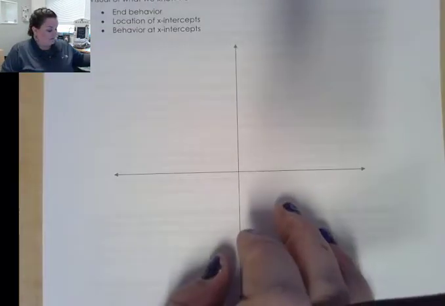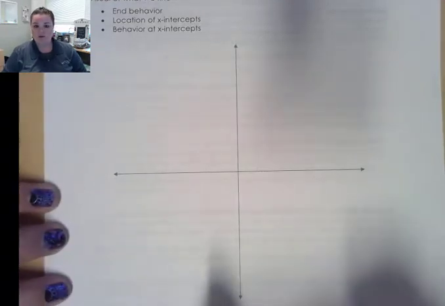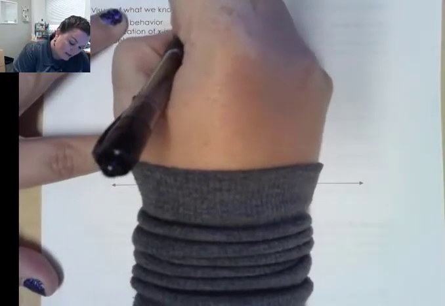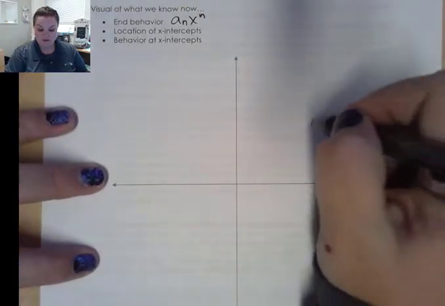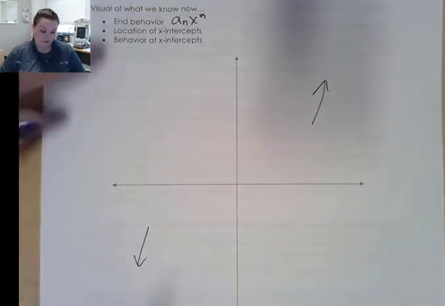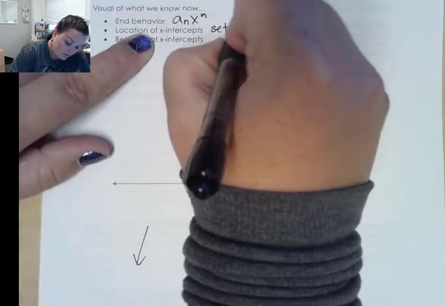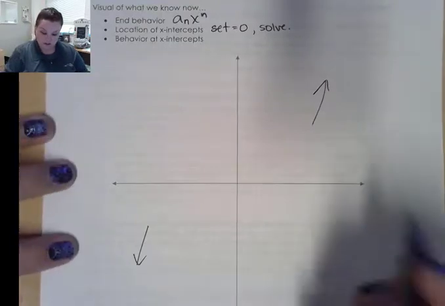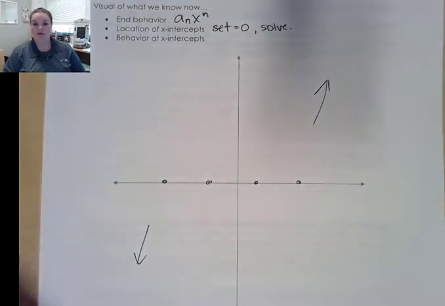All right, so just to give you a little visual of what we have determined so far, we have determined the end behavior. End behavior is based on the leading term, the a sub n x to the n. So let's pretend maybe it's an odd degree. So maybe we know this side's going up and this side's going down, okay? Then we find the location of the x-intercepts. That's just solving, right? Set equal to 0 and solve. That tells us where all of our solutions are. So maybe we have one here, here, here, and here, right? Maybe those are our x-intercepts.